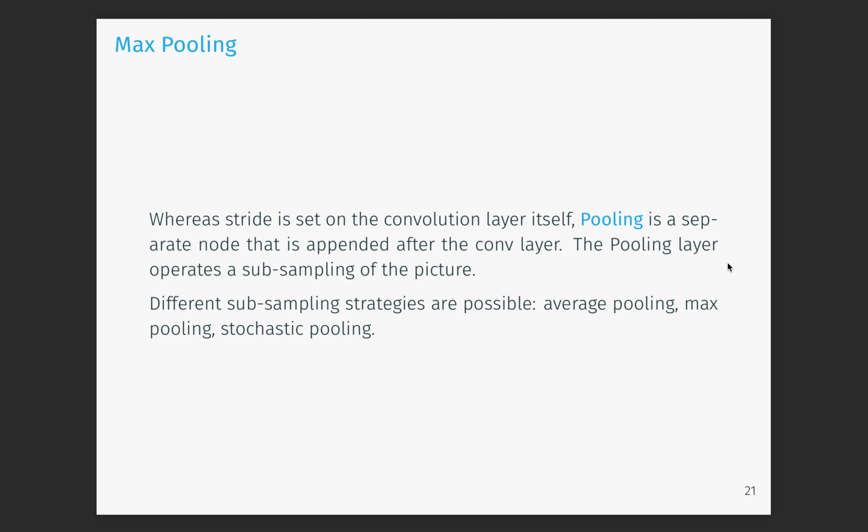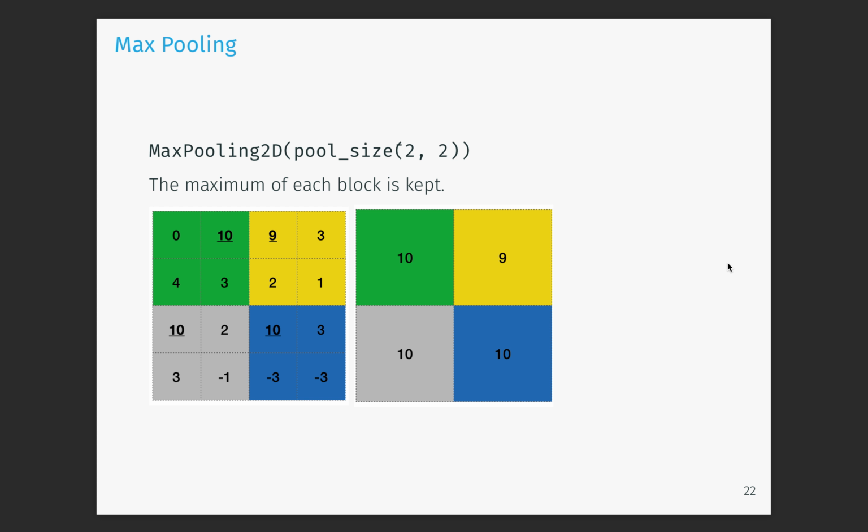What you can do as well is apply a slightly different approach. You can add a separate layer where you say, this layer is just in charge of the resizing of the picture. And we call that pooling. There are different strategies available. One which is quite popular is called max pooling.